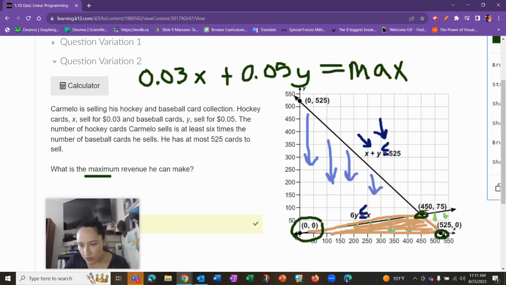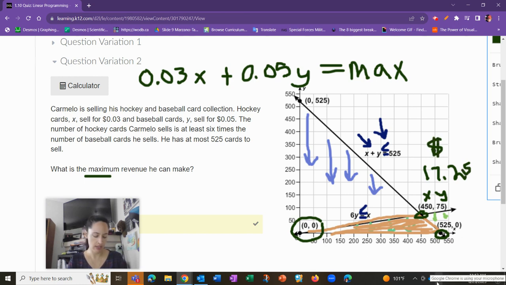Okay, 450 is the x value, 75 is the y value. Let's go check it. Hey, they give us a calculator. I'm going to use this calculator because I have my draw it tool. You can use Desmos, that calculator, but all I'm going to do is 450 times 0.03 plus 75 times 0.05 equals $17.25. So this one equals $17.25.